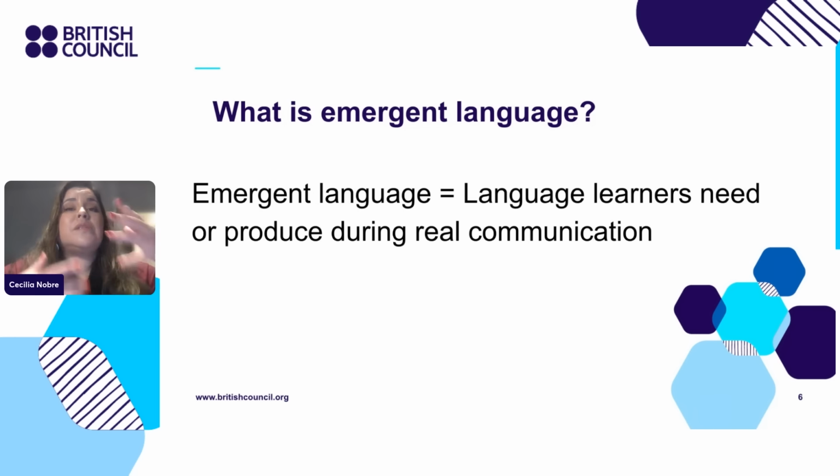Let's say they want to say something, they're saying things in Spanish, they're mixing Spanish and English maybe. So that could be emergent language. They're trying to say something, but they don't have that language repertoire just yet. Or it may be language that they try to produce, but they cannot produce accurately. So they make mistakes with verb tenses or with vocabulary or maybe pronunciation, right?